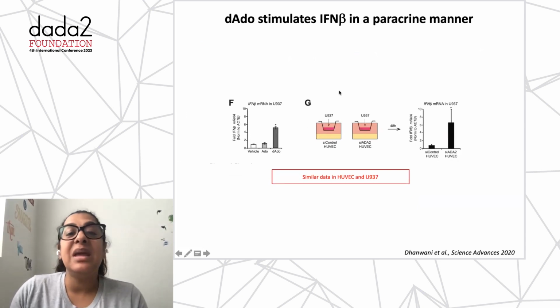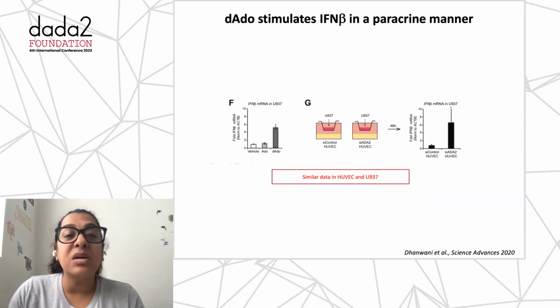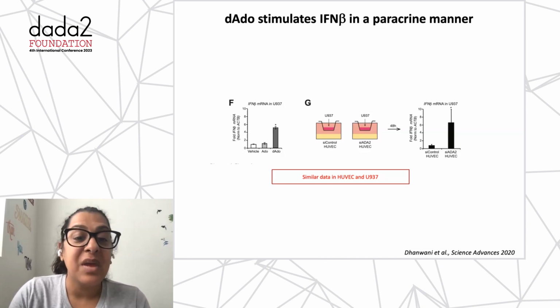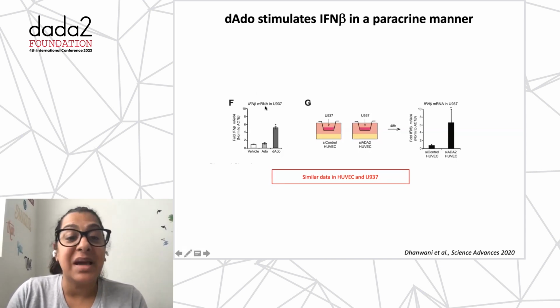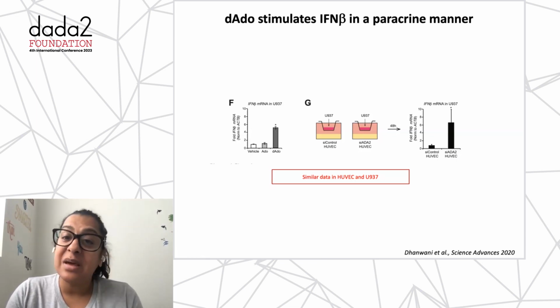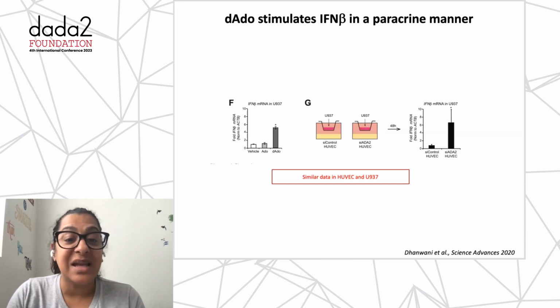This can happen in an autocrine manner, but it can also act in a paracrine manner, not only in endothelial cells, but also in monocytes. In this experiment, we just showed that U937 monocytic-like cells react in the same way as endothelial cells do, in that if we treat them with the purine nucleoside deoxyadenosine, they upregulate IFN-beta.